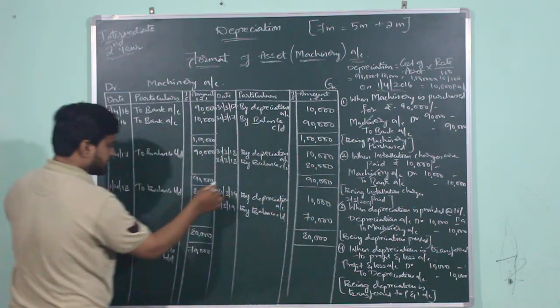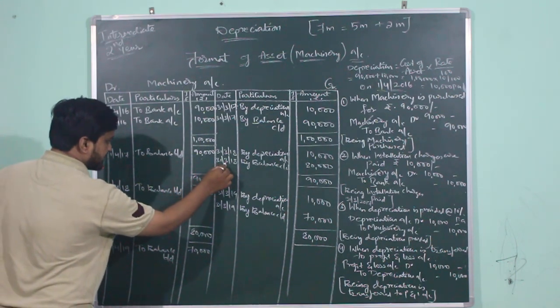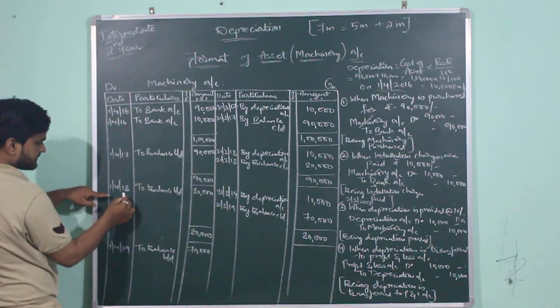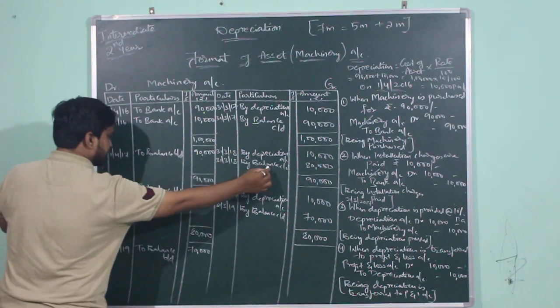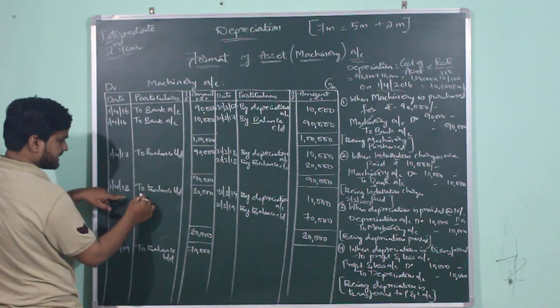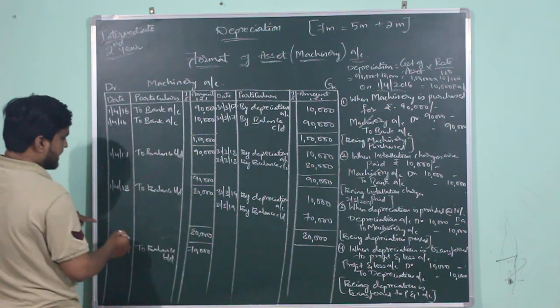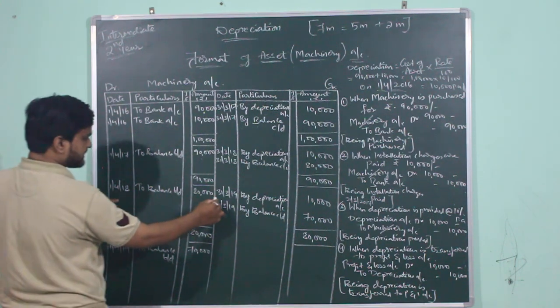This amount will be immediately brought down to the next date. What is the date after 31st March 2018? The date works out to be 1st April 2018. Again the balance which we have carried down here will be brought down to next year as to balance brought down 80,000. Again this third year will be ending on 31st March 2019.